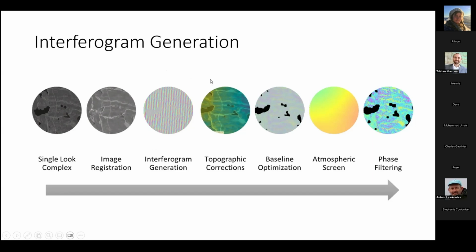So on top of that, you need to do topographic corrections, which is done with a DEM. And then there are other processes such as baseline optimization, atmospheric screening and phase filtering to finally get to the final product where we can start to get the deformation signal.